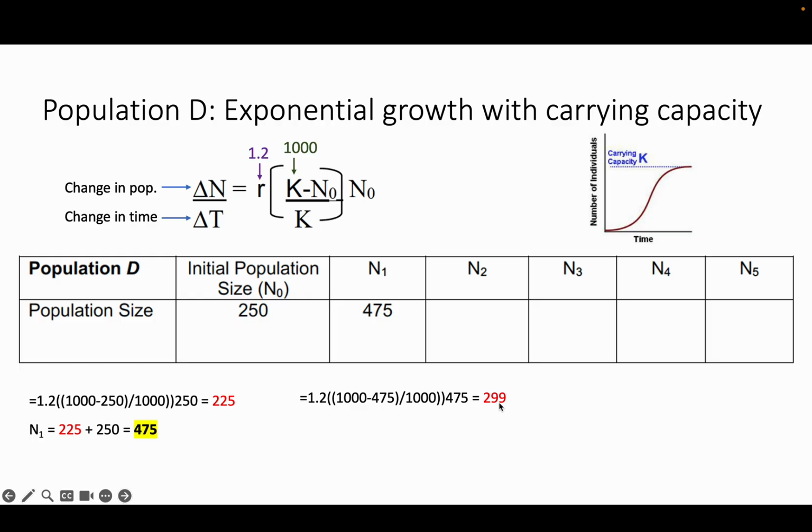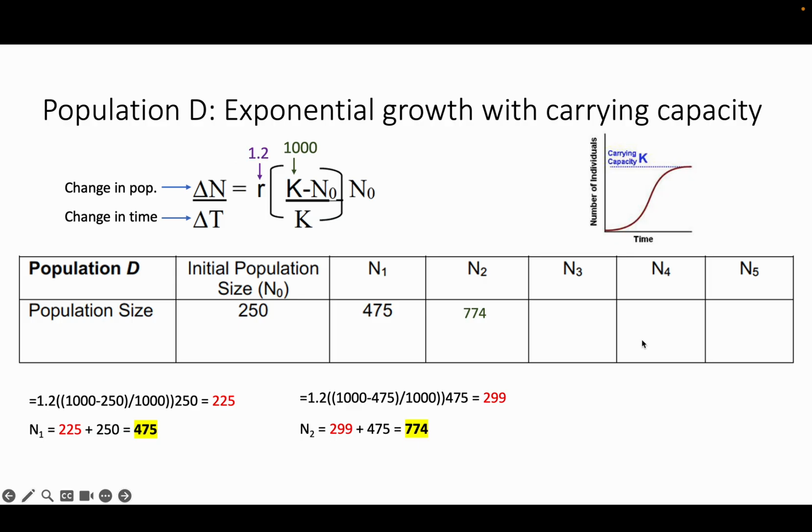Now 299, that's just the number of births. So you have to add 299 to 475, which is the parents, and that's going to give you 774. That goes into N2. Go ahead and complete this all the way until N5. I know your lab manual may have cut out N5. Add in another column and solve it for N5.